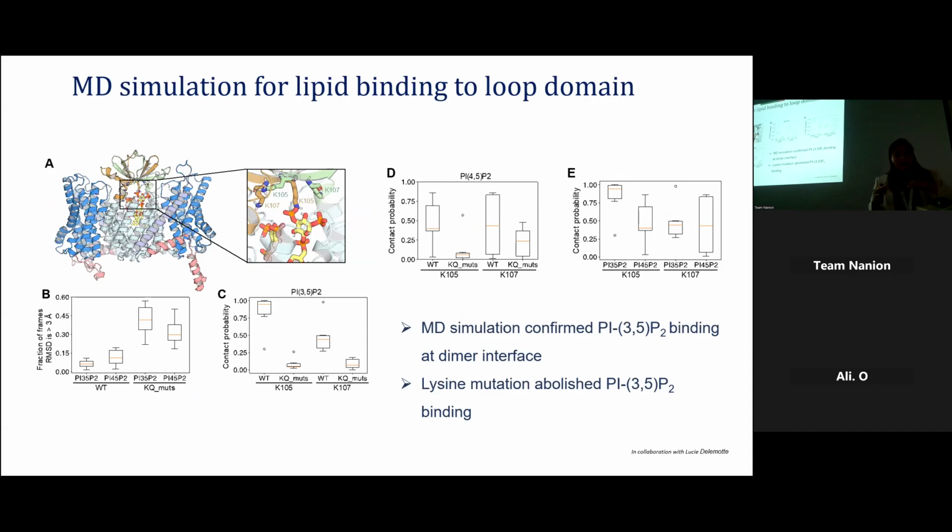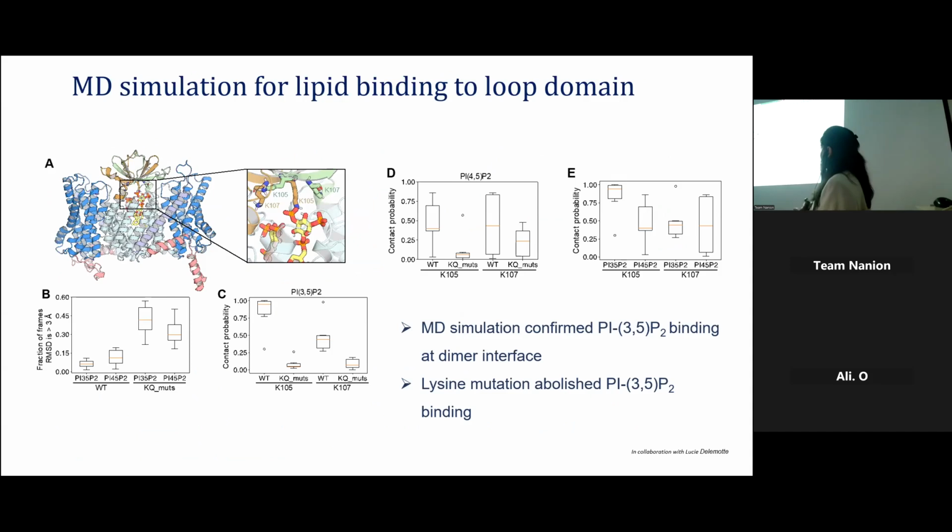Further, to validate this, we also did some MD simulations. These simulations were run for around 500 nanoseconds, and we also tested the mutant, and which lysine is directly interacting with the lipid, and we could see that lysine 105 was making contacts directly with the lipid. Also, in the presence of PI3,5P2 and PI4,5P2, we could clearly see that PI3,5P2 had a better stabilizing effect, and it was better fitting into the density compared to PI4,5P2.